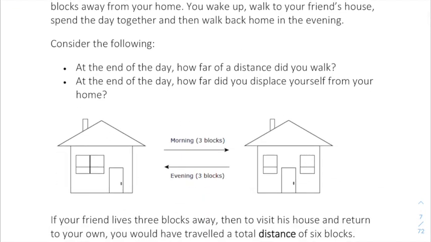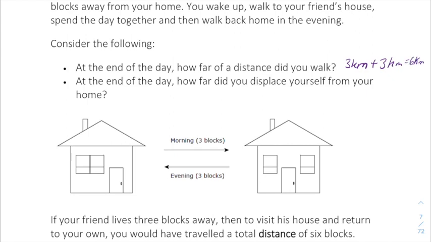So consider the following. You walk from your friend's house back home in the evening. How far is the distance that you walk? Well, distance is the total distance traveled. So the distance is 3 kilometers plus 3 kilometers, because each of your walks is 3 kilometers. 3 kilometers here, 3 kilometers back. So that gives us a total of 6 kilometers as your distance.